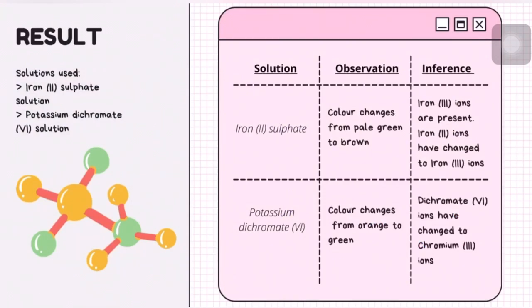Now we move to the result. The solutions we use are iron(II) sulfate solution and potassium dichromate(VI) solution. First, for iron(II) sulfate, the observation is color change from pale green to brown, and the inference is iron(III) ions are present. Iron(II) ions have changed to iron(III) ions. The second one is potassium dichromate(VI). The observation is color change from orange to green, and the inference is dichromate(VI) ions have changed to chromium(III) ions.